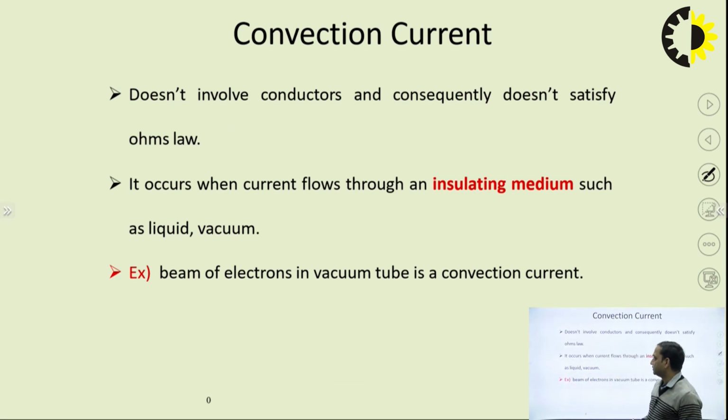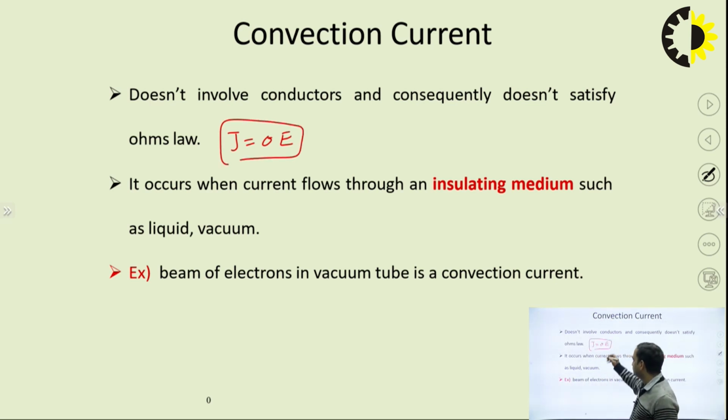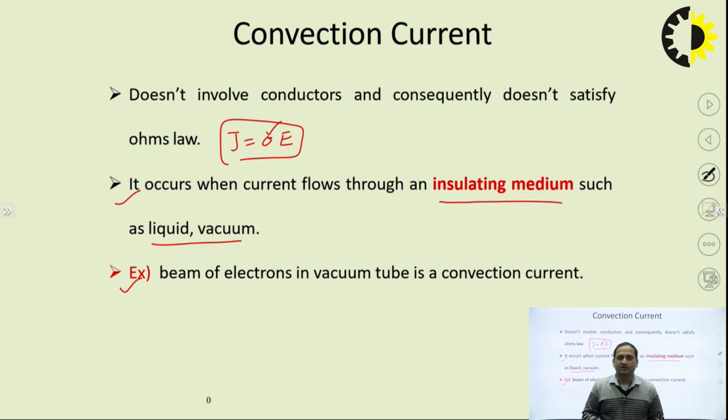A few things we must know: convection current does not involve conductors and consequently does not satisfy Ohm's law. This is because convection current flows in insulators, gases, or liquids. So what is Ohm's law? It is very simple: J equals sigma E. Because this is a non-metal, sigma will not be there, so it does not follow Ohm's law. It occurs when current flows through insulating media or insulating materials, and other examples are liquids, gases, or vacuum. Another example of convection current is the beam of electrons in a vacuum tube. This is one of the very significant examples in which convection current flows.